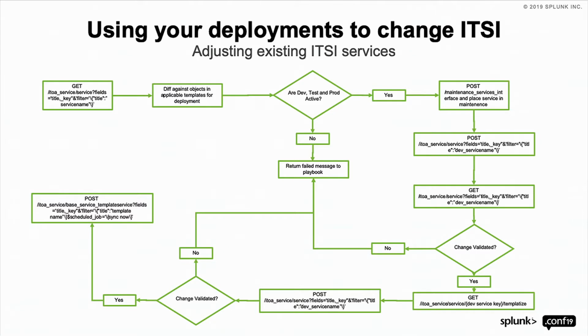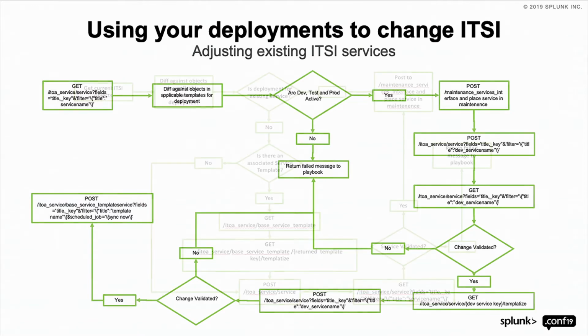If at any point that change validation doesn't work, you're going to send a fail message back to the playbook and say, listen, your monitoring isn't working correctly. That's, again, a situation where you can get it to a human being. They can see what's going on. So this is how you do that dev, test, and prod CI/CD pipeline adjustment.